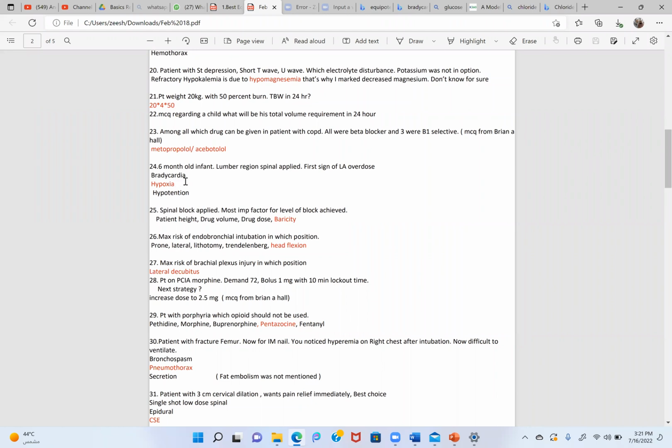A 6 months old infant, lumbar spinal applied, first sign of local anesthetic overdose. Is it bradycardia, hypoxia, or hypotension? What is the answer? They have written the correct answer, but why? Why not bradycardia? Sir, I think hypoxia leads to bradycardia. That's why hypoxia is the first event.